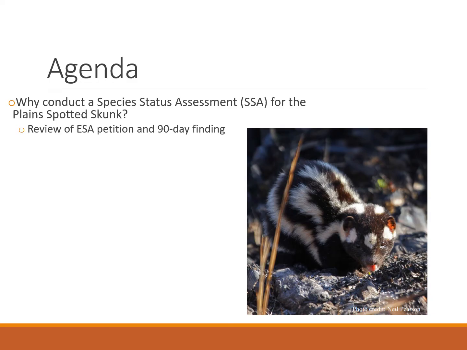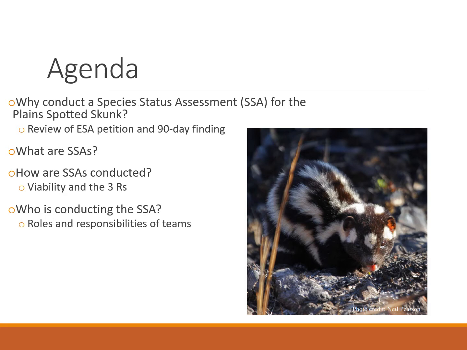First, I'm going to discuss why we're even conducting an SSA for the plain spotted skunk, so reviewing the initial Endangered Species Act petition and the subsequent 90-day finding by U.S. Fish and Wildlife. Then going over what are SSAs and how are they conducted. So the basic concepts of viability and the 3 R's, which are resiliency, redundancy, and representation, and how those feed into the analyses that we're performing.